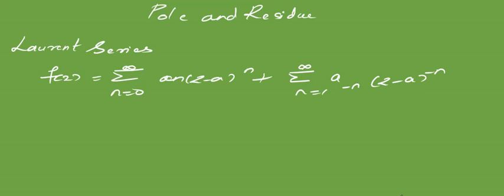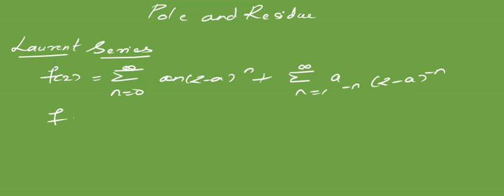Hi everyone. So today in this lecture you are going to understand the definition of poles and residues. Before going to poles and residues, we should know what is Laurent series. Laurent series is nothing but the sum of a_n (z minus a)^n plus the negative powers, a_(-n) (z minus a)^(-n).